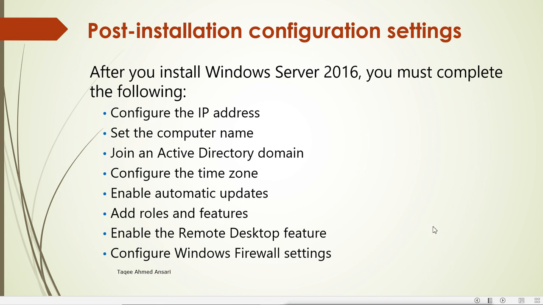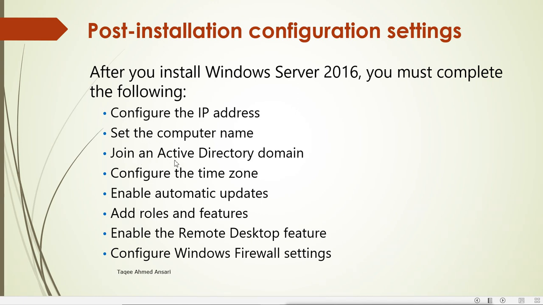Post installation configuration settings, that means after installing Windows Server 2016, these are the post installation configurations. We have to configure the IP address for the system, and we must configure a static IP and a proper name. By default it will get a random name, so we will configure the name so that we can remember the machine.